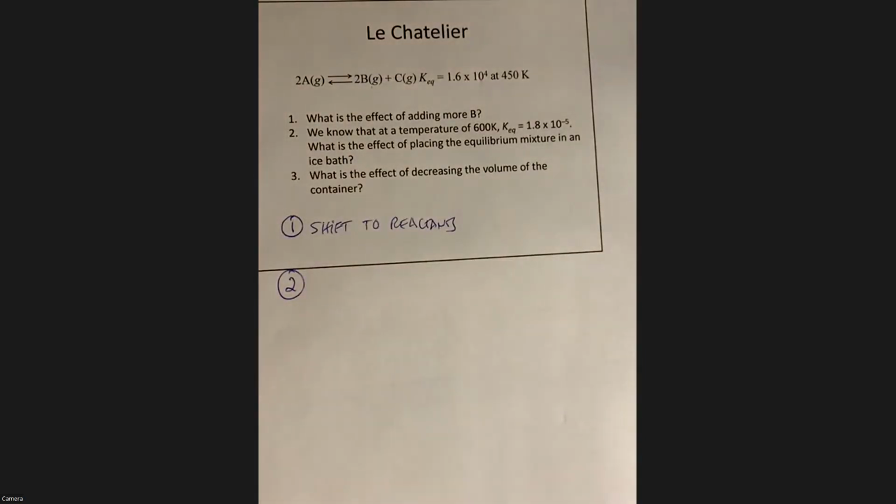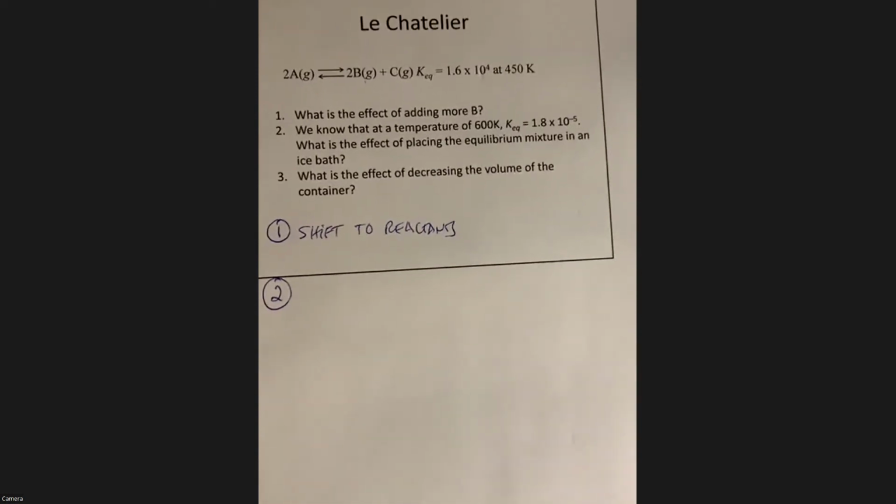So it says this was at 450 Kelvin. Again, see what I'm saying about the K? So that K, 450K, is for Kelvin. The other K has a subscript, so that's the equilibrium constant K. So don't get them mixed up. So here we know that at a temperature of 600 Kelvin, Kx is 1.8 times 10 to the minus 5. Can you guys see that? Let me see if I can zoom in just a little more.